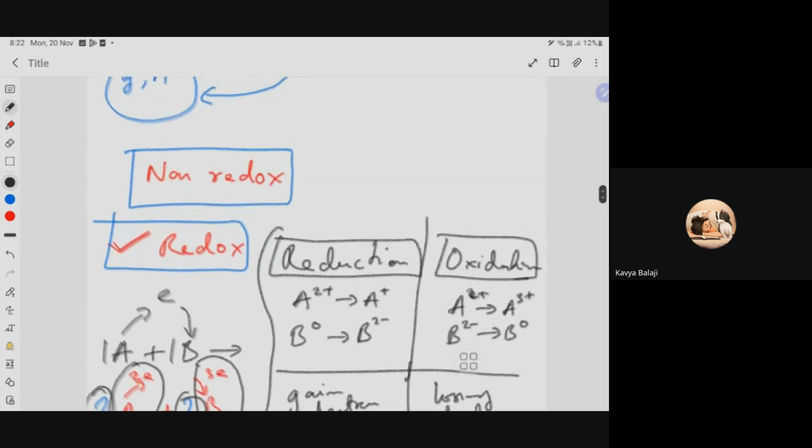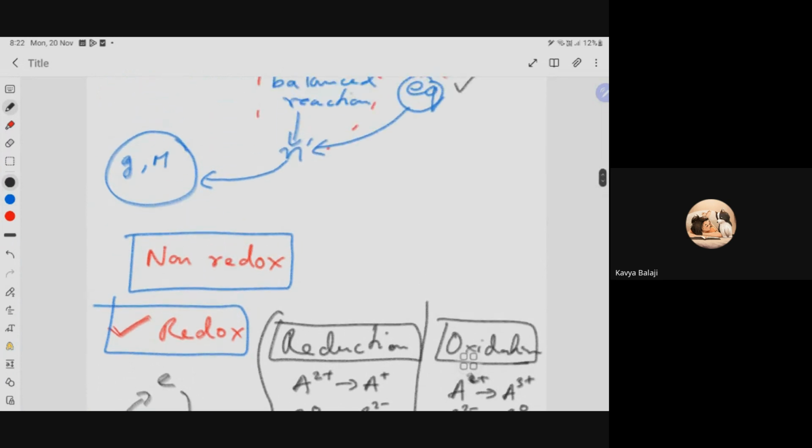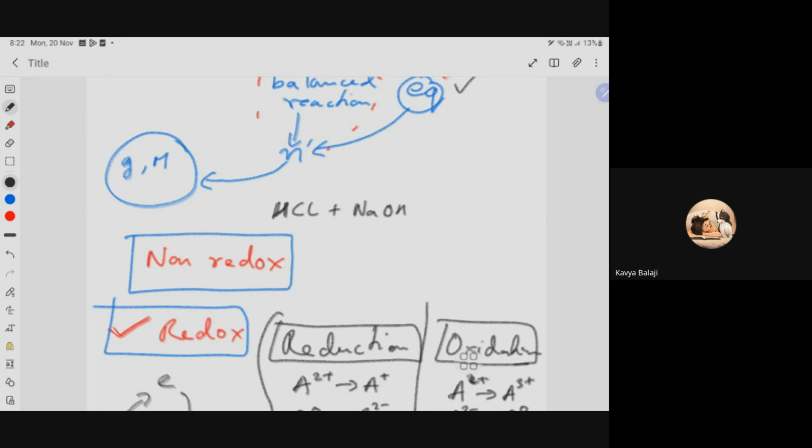Is that clear? Now, in a non-redox reaction, typically a double displacement reaction, or I can go as far as saying that it is always a double displacement reaction. Like we were doing HCl plus NaOH. Okay, what are the species over here?